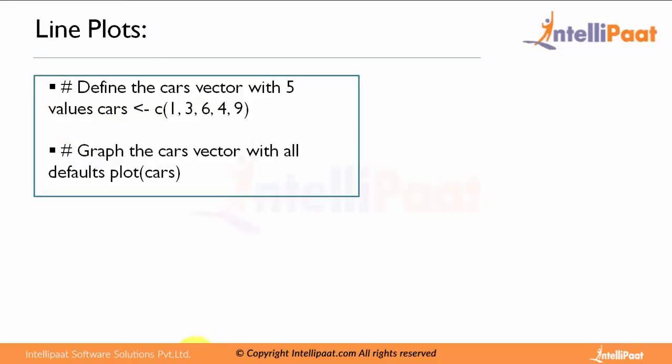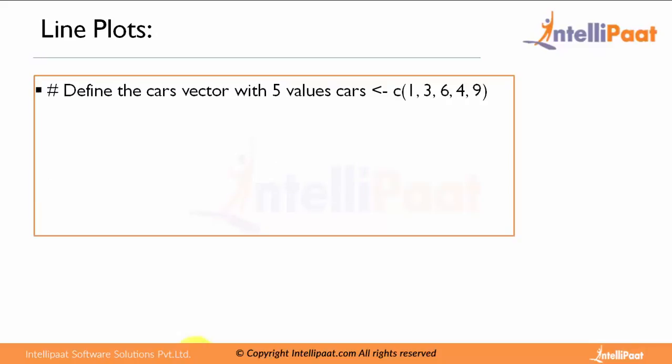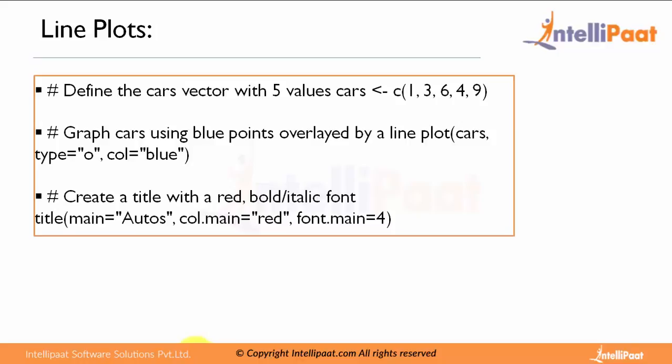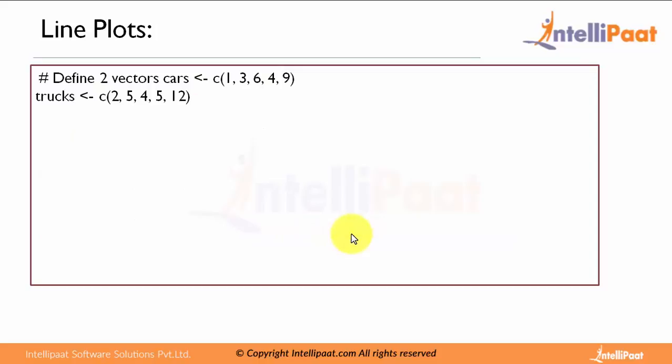So we talk about the line plots. This is what we created. We defined a cars vector with 5 values. Then on top of that we plot, specifying type is equal to o, that is connecting lines, connecting points, which we wanted. Color is equal to blue, that's what our objective was. Then we added some titles to the plot with main, col.main and font.main. So these are the options for the line plot, this is what we saw.